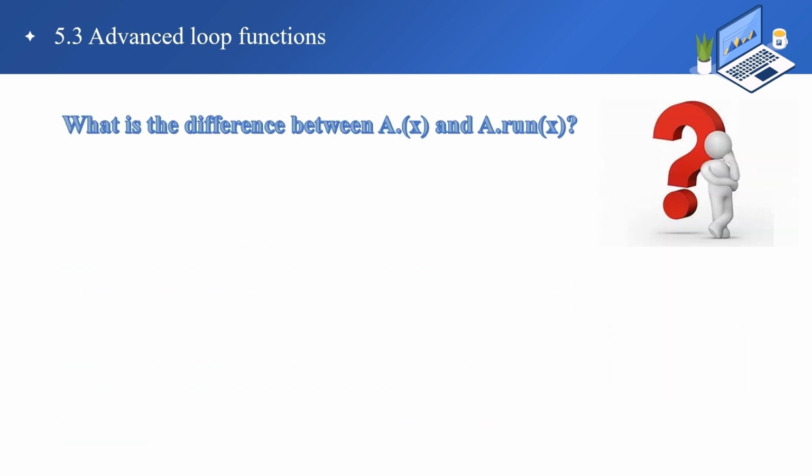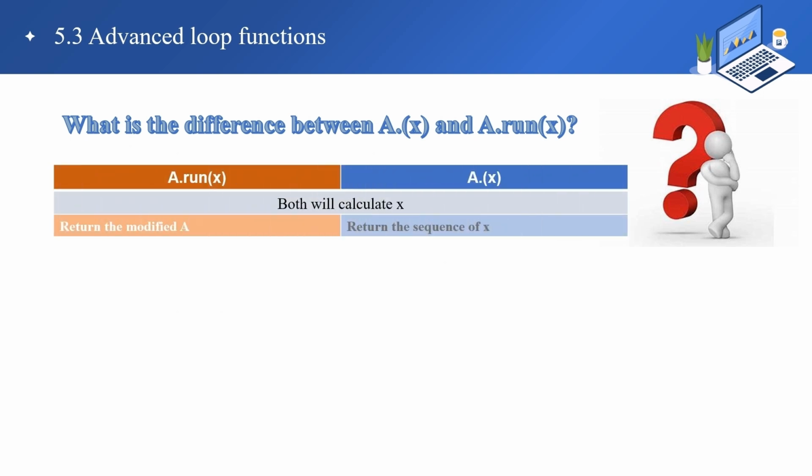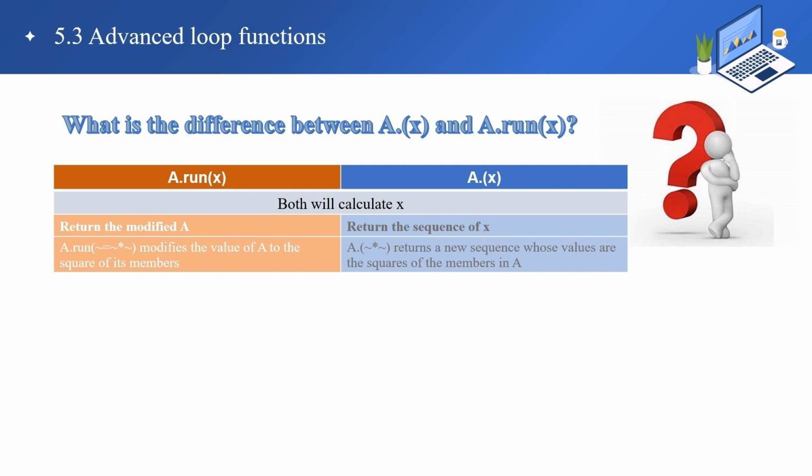SPL also has a function a.runx, which is similar to a.x. This function also calculates x in turn, but still returns a, not the sequence of x. What's the use of this? X can be an arbitrary expression. We said that equals is also a suitable operator. When using a.runx, we can use tilde equals to change itself.